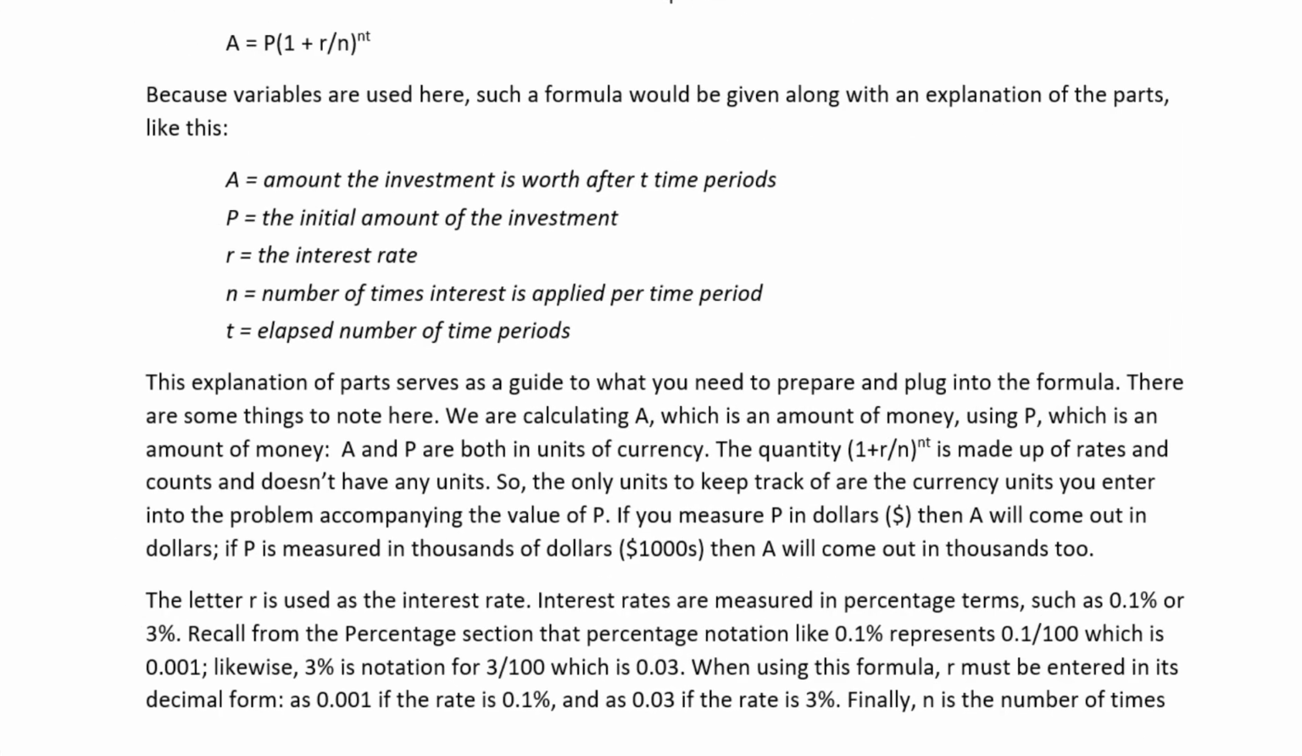When formulas are given along with explanations like this, the list of variables serves as a guide to what you need to prepare and plug into the formula. So they're incredibly helpful. There are some things to note in the one that we're looking at. We are calculating A, the amount the investment is going to be worth after T time periods, which is an amount of money. We're going to use P, which is also an amount of money. P is the initial investment. So A and P are both in units of some kind of currency. Often that currency is going to be US dollars, but it could be something else.